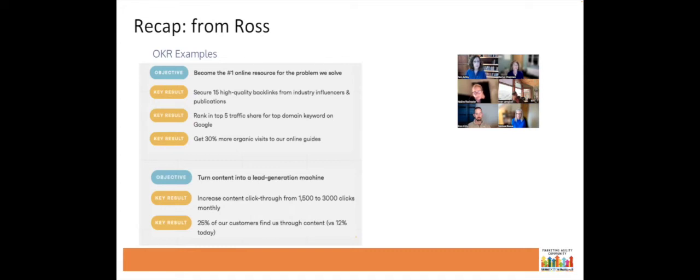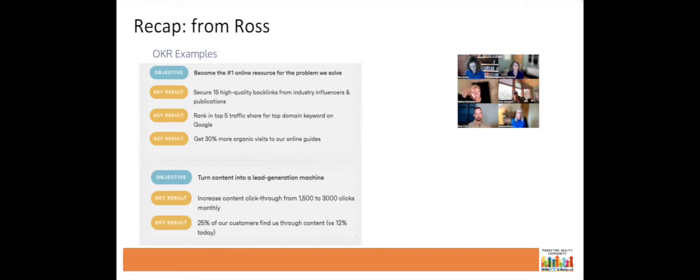Key results, three key results here. Secure 15 high quality backlinks from influential publications, rank in the top 5, and 30% more organic visits to our online guides. You can see the key results are absolutely measurable, quantitative. You can see exactly what they are and know whether you've hit them or not. Critically, you can also see how they clearly align to the objective. If you hit those key results, then you believe you will be further towards hitting the objective.